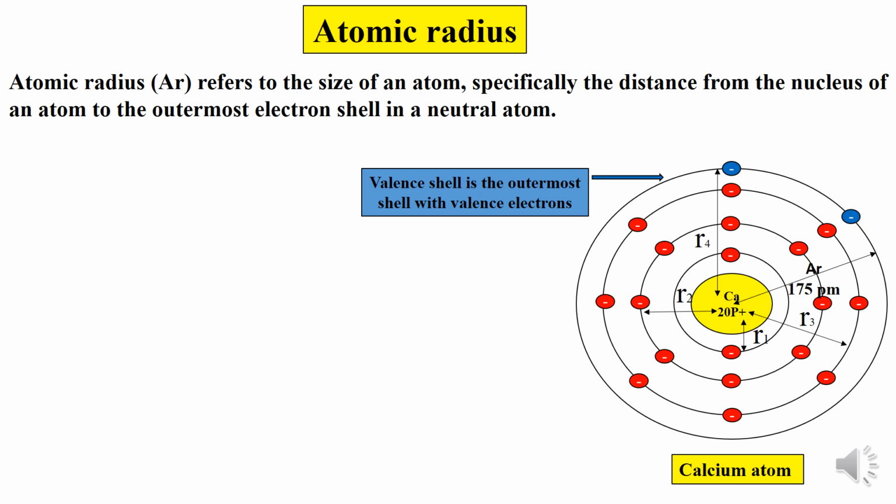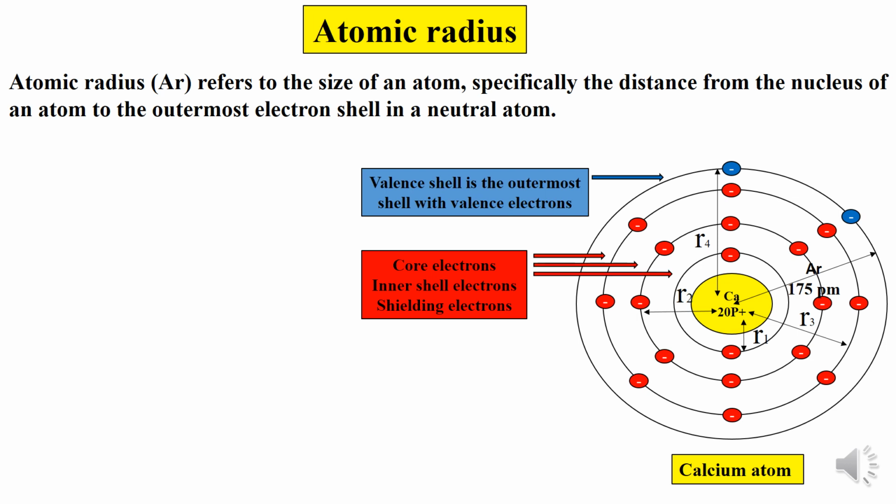Now, valence shell is the outermost shell with valence electrons. The valence electrons are highlighted in blue, while the core electrons present in the inner shells are highlighted in red color. Now, the inner shell electrons are also called shielding electrons as they contribute to shielding. What is shielding? The inner core electrons partially block or reduce the electrostatic force of attraction between the positively charged protons present in the nucleus of the atom and the outermost valence electron.